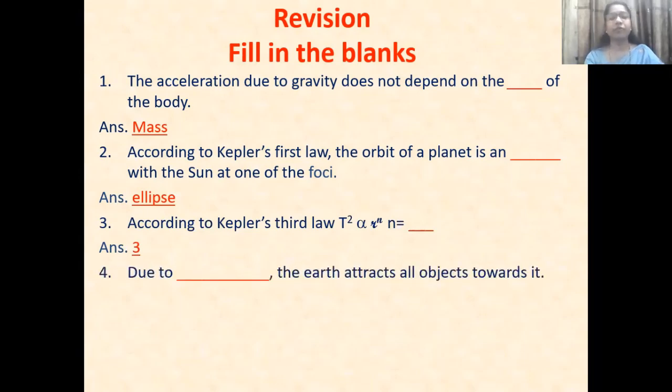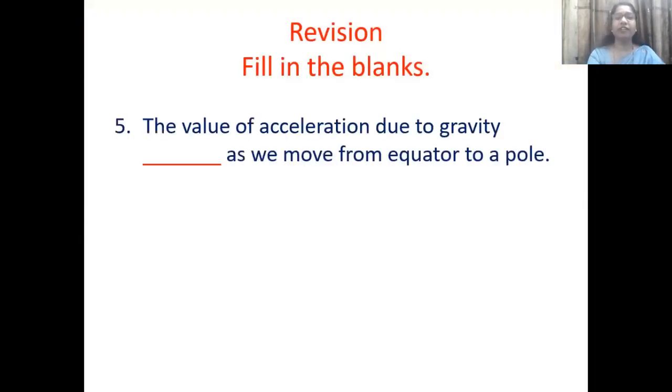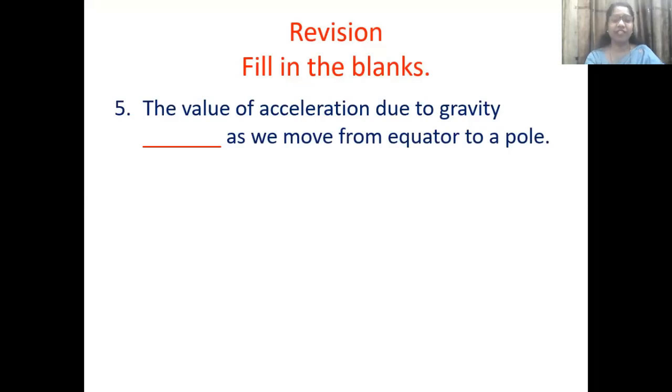The next question for you on the screen. Due to dash, the earth attracts all objects towards it. It's due to gravitational force. Correct. You guessed the correct answer. The next question for you on the screen. The value of acceleration due to gravity is dash as we move from the equator to a pole. What could be the answer? Think. Yes, correct. Whatever you thought was right, it increases as we move from the equator to a pole.